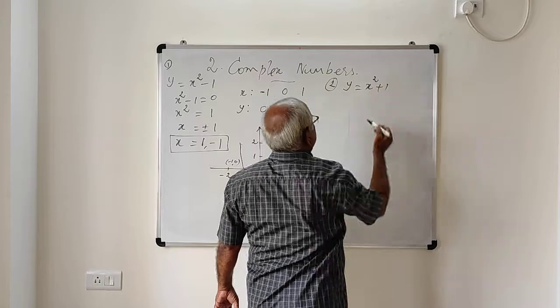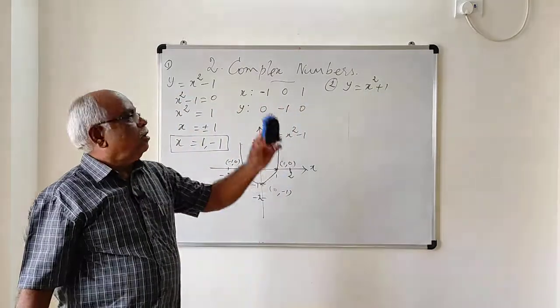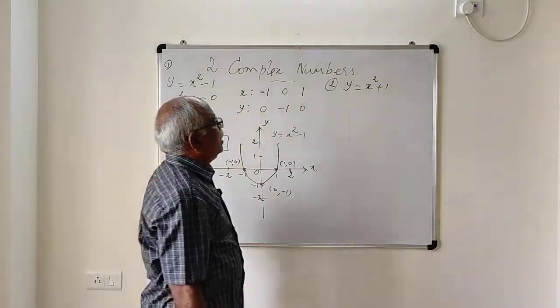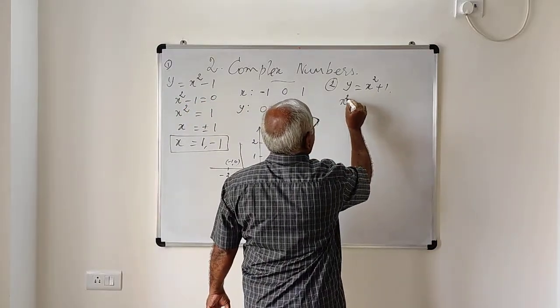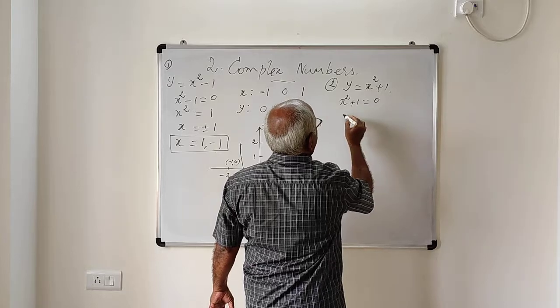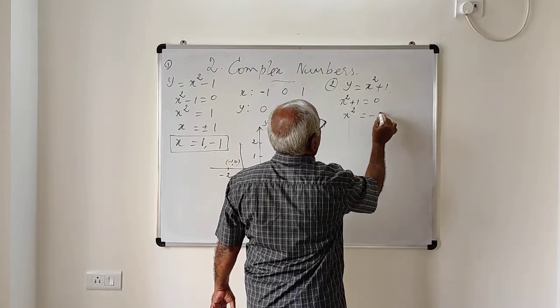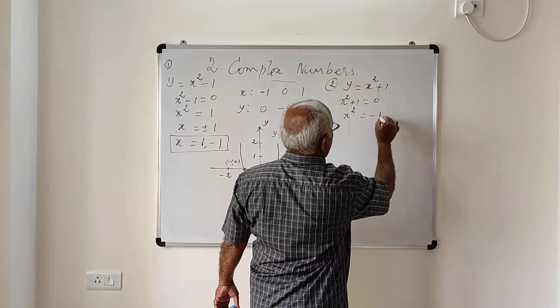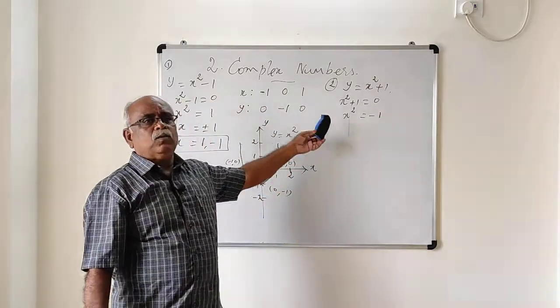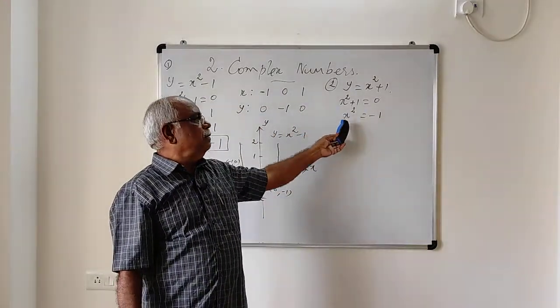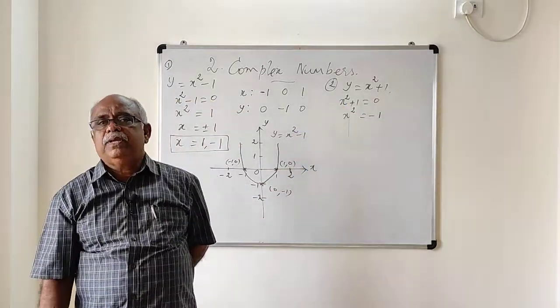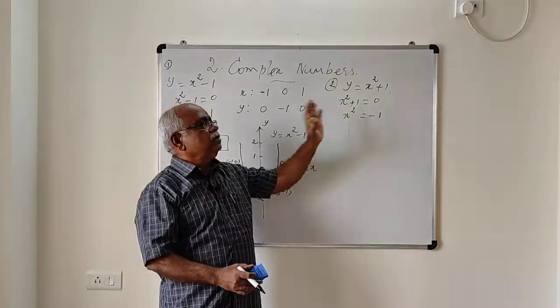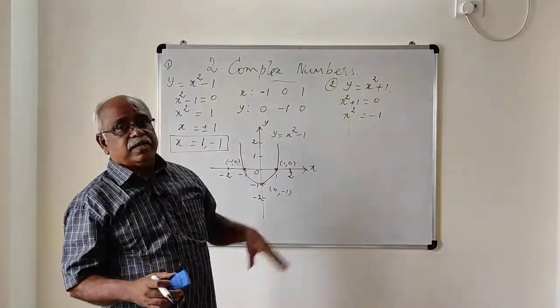It's also a quadratic equation. To solve this equation, you consider x square plus 1 equal to 0, and x square equal to minus 1. We see the square of a number cannot be a negative number, but here we are getting the square of a number as a negative number, which is impossible. Hence, this equation has no real root.